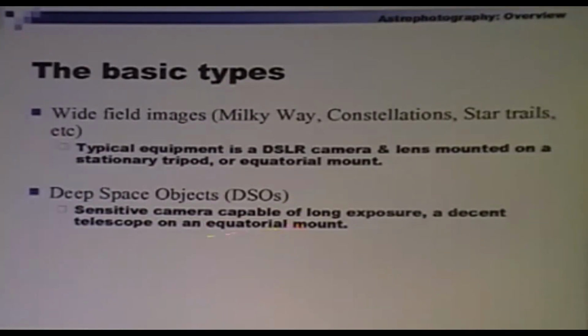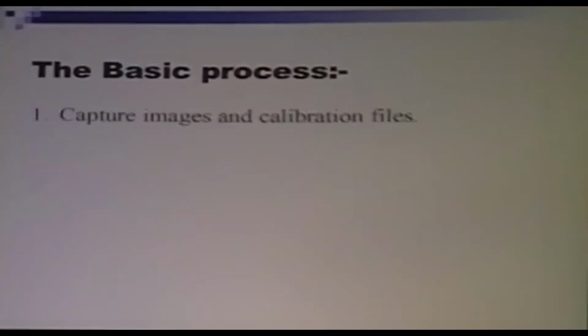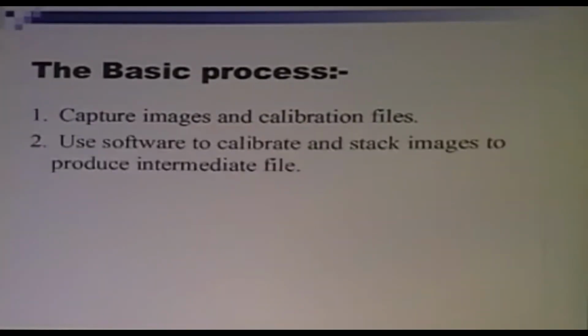The main point is an equatorial mount. Probably the most important part of deep sky photography is the mount, not the telescope and the camera, and the way you guide with it. But the basic process is capture the images and the calibration files. I'm going to assume you've caught the images, and I'm going to explain what the calibration files are. But then you're going to use software to calibrate and stack the images to produce an intermediate file.